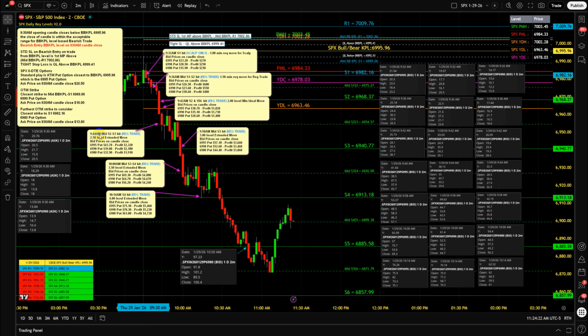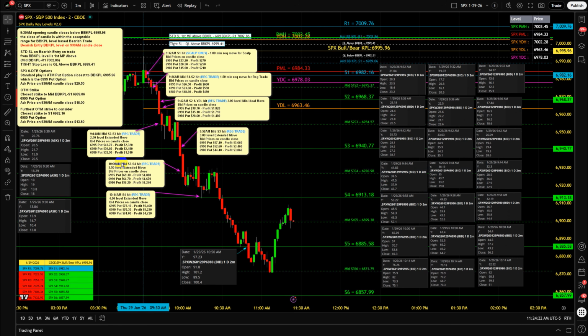Here, as you can see at the 9:44 a.m. candle, it hits the mid S2, S3 level. That is now a 2.5 level extended move. The bid prices on the candle close, 69.95 put, 43.70, profit $2,320 per option. 69.90 put, 39.80. Profit $2,180 per option. 69.80 put, $32.90. Profit $1,910 per option.